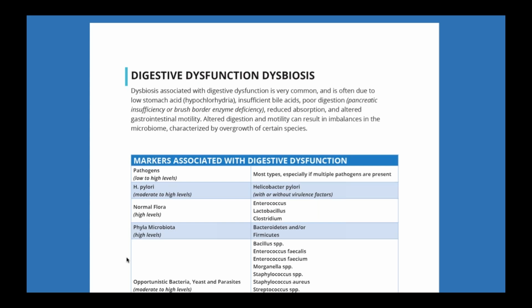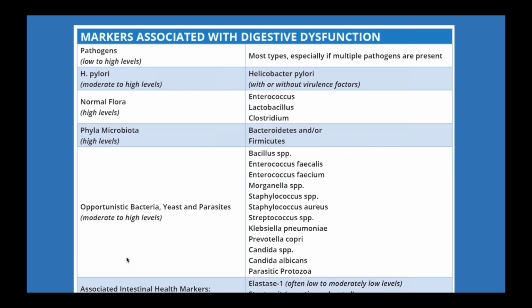Altered digestion motility can result in imbalances in the microbiome, characterized by overgrowth of certain species. And then there's a list below that, and this is zeroing in on the list itself. So just as a quick summary, we know that various pathogens, when they're present, some of them can actually contribute or cause issues with digestion, digestive insufficiency.